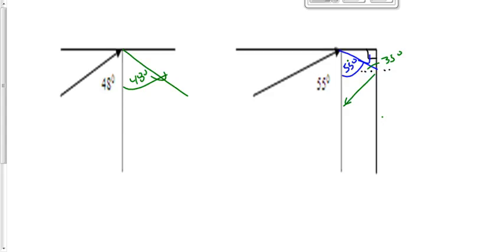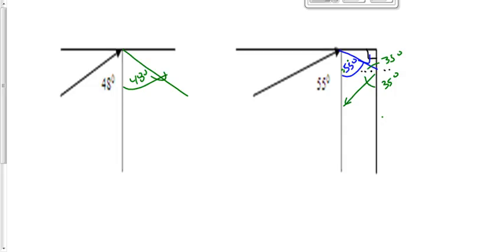Because 55 plus 35 plus 90 gives me 180. And all the angles inside a triangle have to add up to give you 180. This one's going to be 35 degrees as well. So the angle of reflection off of the first mirror is 55. The angle of reflection off of the second mirror is 35.